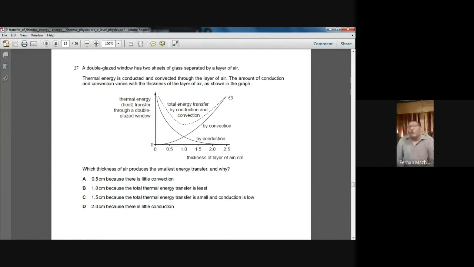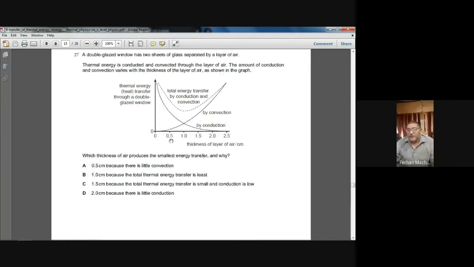So we are looking for a point where the heat loss is minimum. In this dotted graph, if you look at where the graph turns, and if you look at the x-axis, the value is 1. So the thickness of the layer should be 1. So B is the option, 1 centimeter, because the total thermal energy transfer is least. So B is the right option. You understand? Yes, sir.